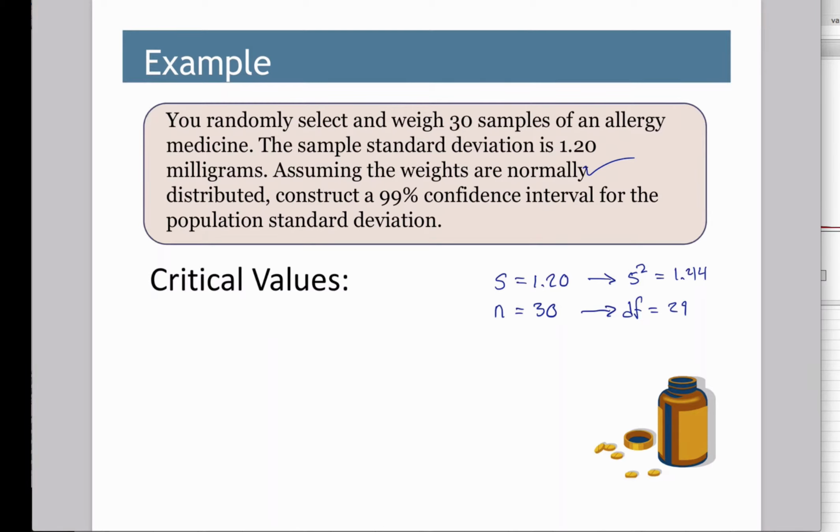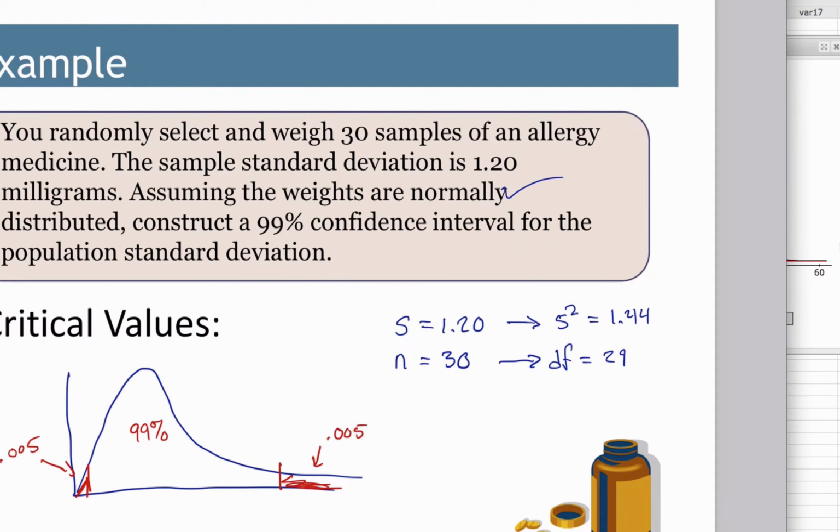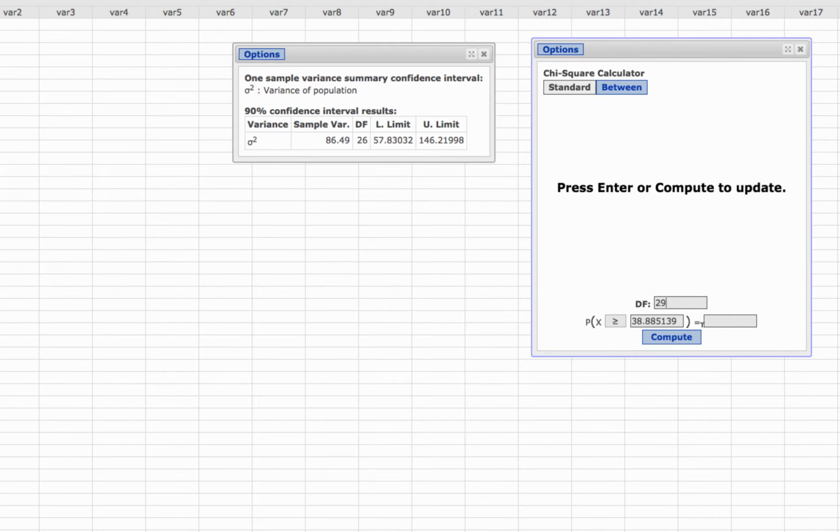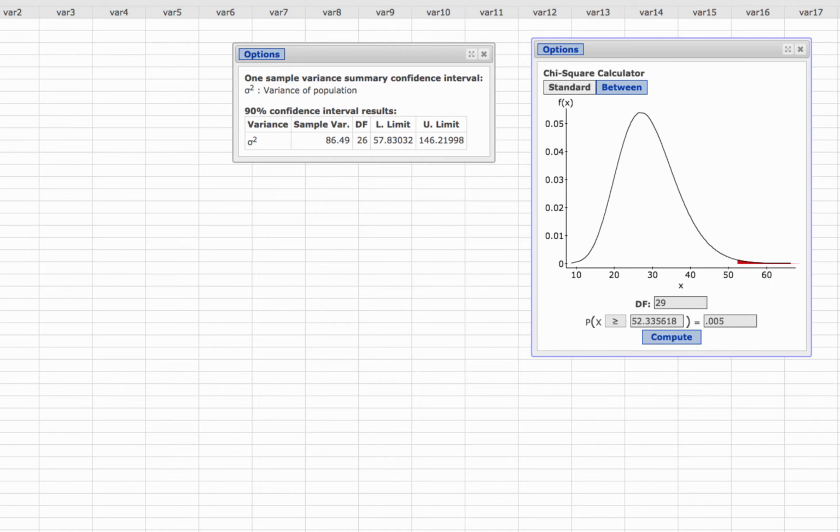Construct a 99% confidence interval for the population standard deviation. So again, this is 99% in the middle. That leaves 1% left over. Divide 1% in half. That is 0.005, half of a percent, 0.005. And so we're going to look those two values up in the calculator. I have the calculator open, so let's just do it. So n was 30, degrees of freedom was 29, 0.005. So the one on the right is at 52.336.